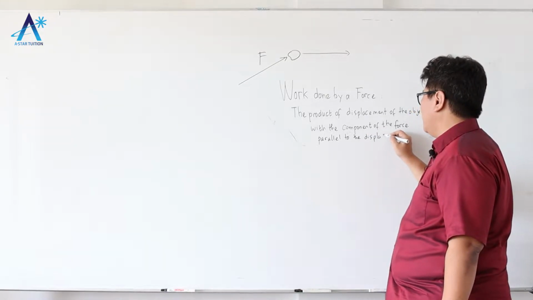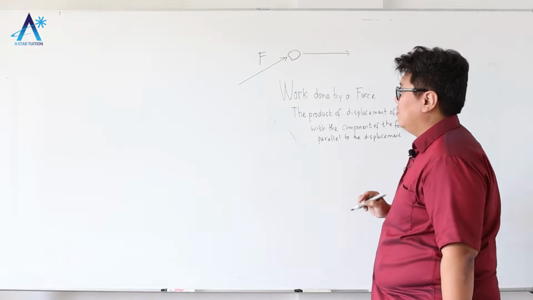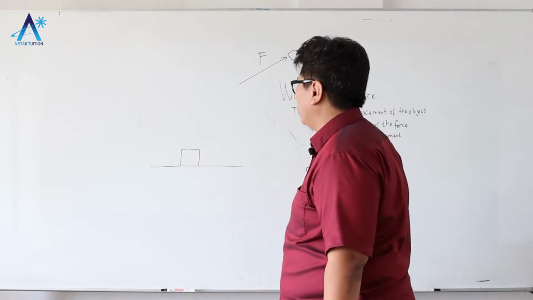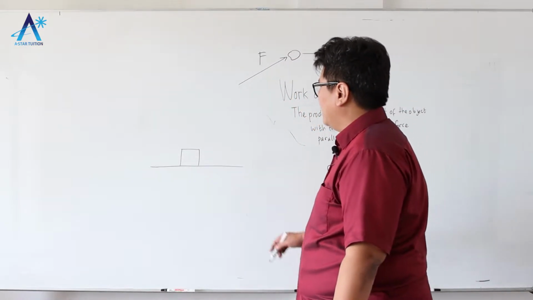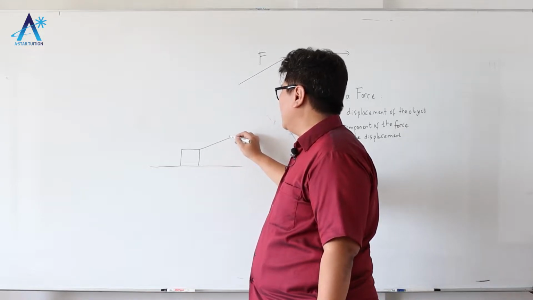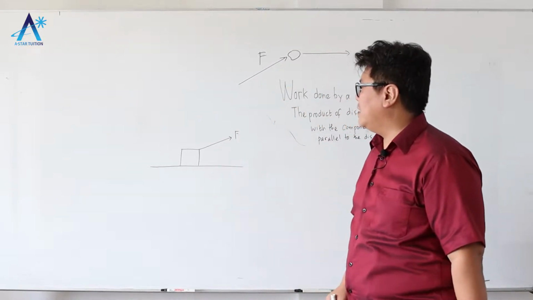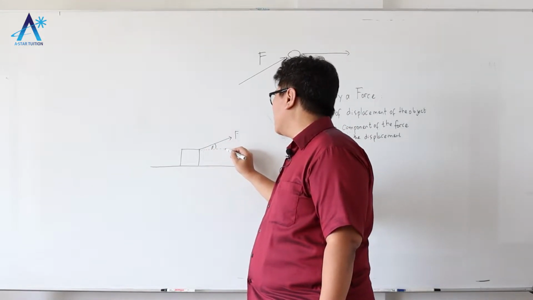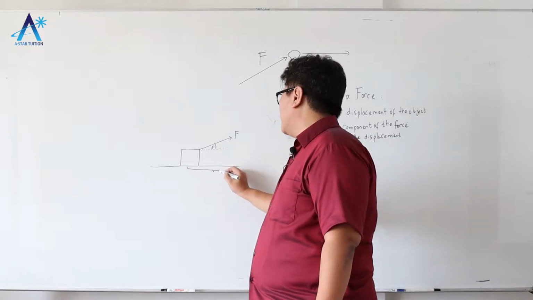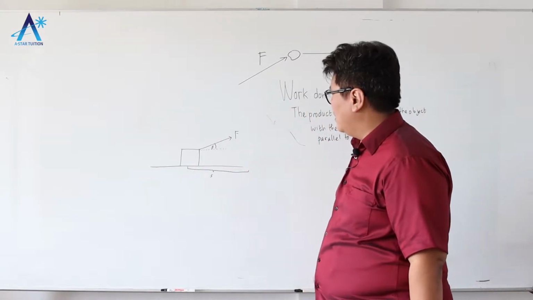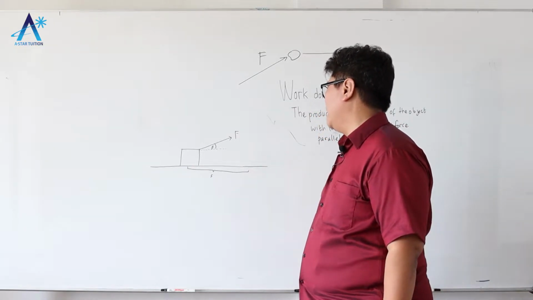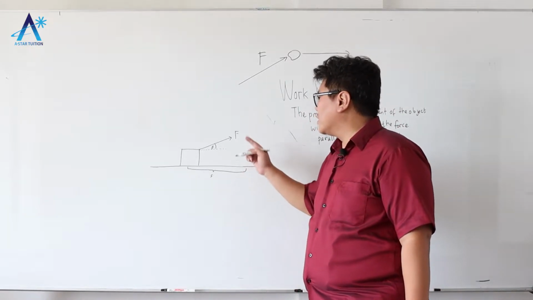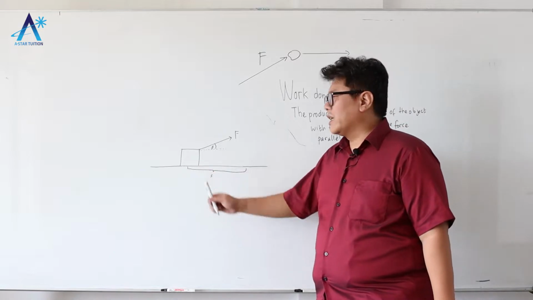Let me illustrate here. Let's say that this is a block that you put on top of a table and there is a force acting. This is a pulling force, and this force is inclined at an angle of theta with respect to the horizontal, and the object is displaced by S. So the question is, what is the work done by this force?